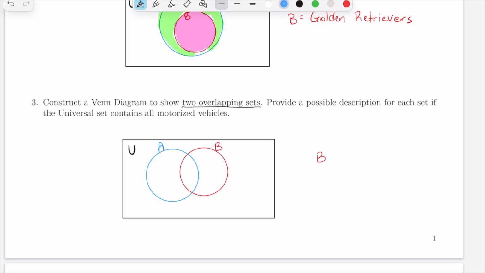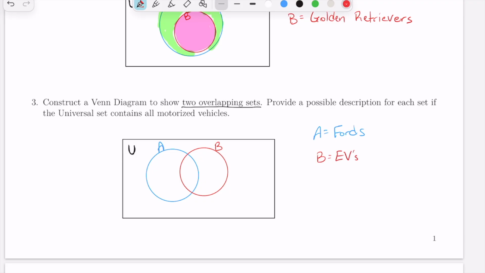And this time, let's let A be Fords. Right, there's a pretty general term. And we'll let B be some subset of that. But maybe there's some other vehicles that aren't Fords. So I'm going to put electric vehicles or EVs.